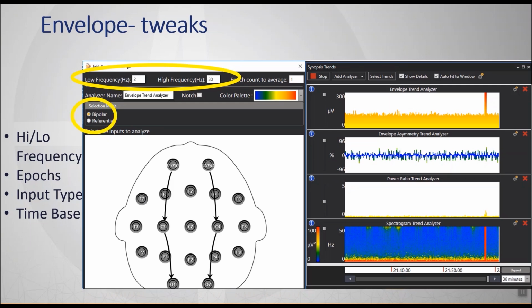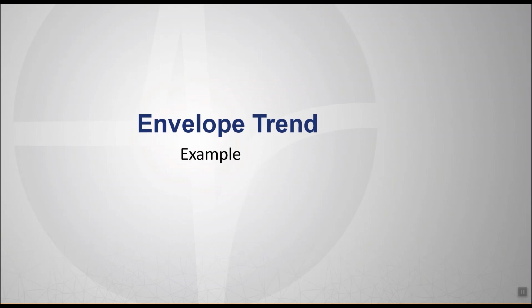In addition, you can select whether you want a bipolar or referential montage. You can choose the electrodes. You can choose how many epochs you want to average in doing that sliding median, and importantly, you can adjust the time base. So we're going to look at the envelope asymmetry before we look at an envelope trend example.